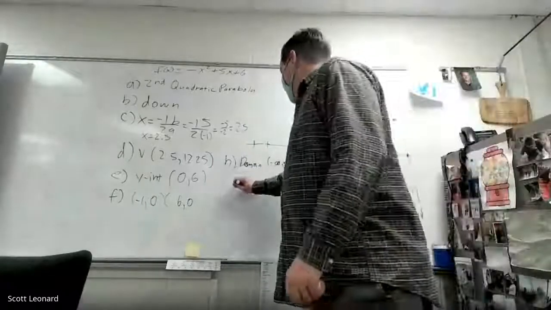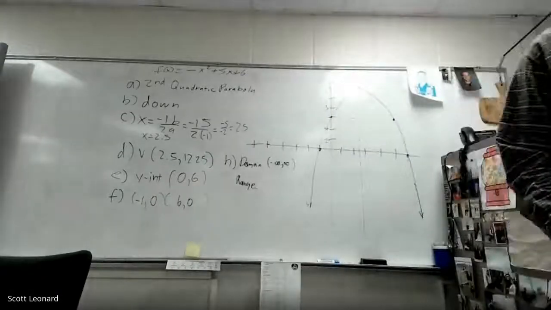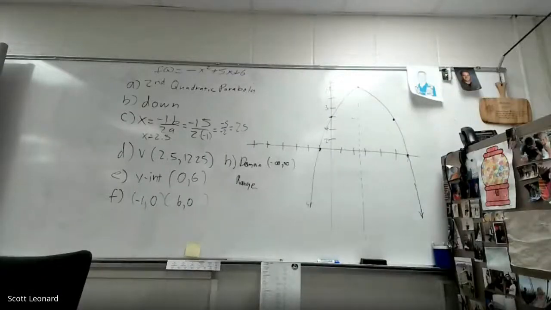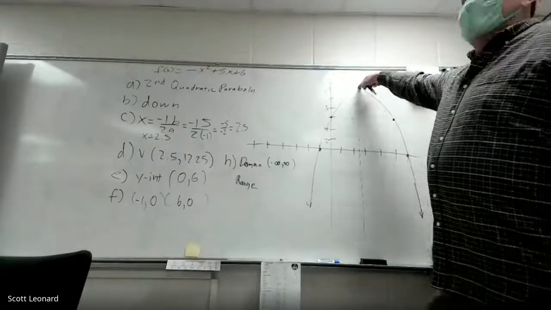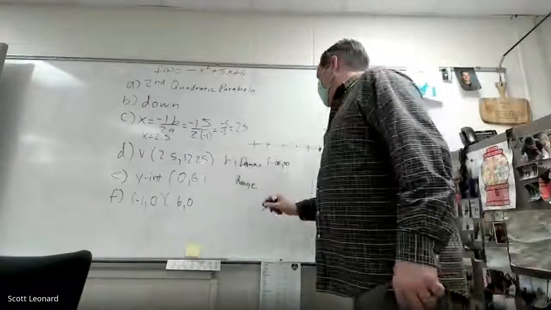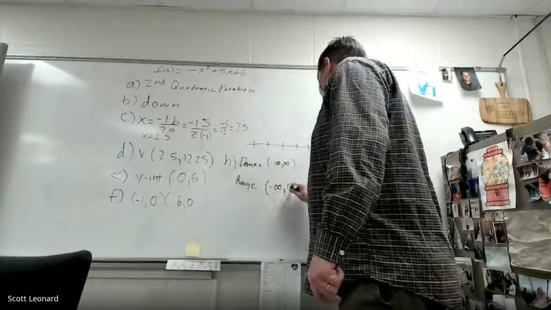Range. Quick review, we look from bottom to top. Is it going down forever? Yes. Is it going up forever? Nope. What's the highest point? The highest point is at 12.25. So because it's going down, it's going to go -infinity to 12.25.